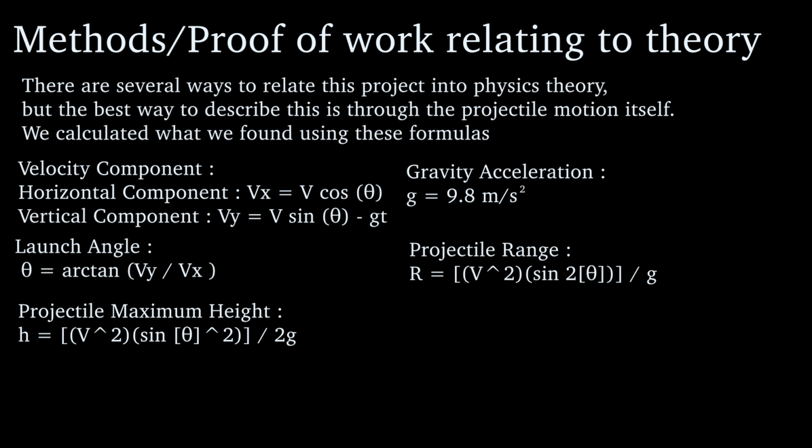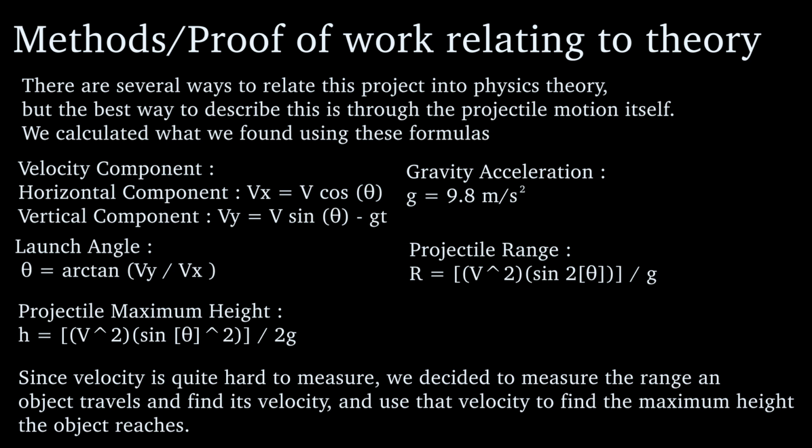The formulas that we will be using in this project are projectile range and projectile maximum height. The projectile range is equal to velocity squared times sine 2 theta over g, which is gravity. The projectile maximum height is equal to velocity squared times sine theta squared over 2g.